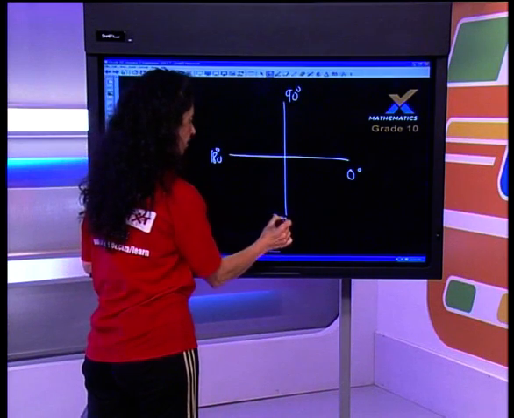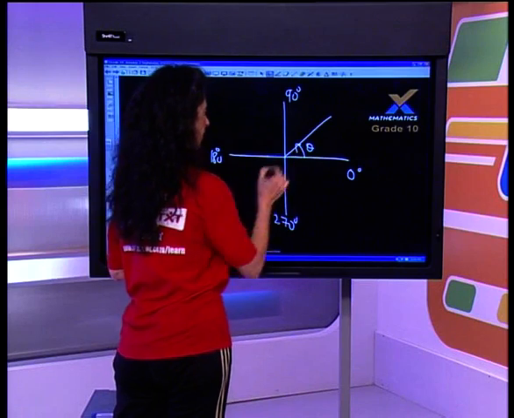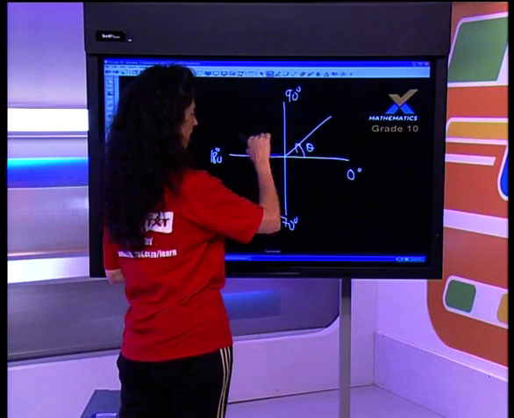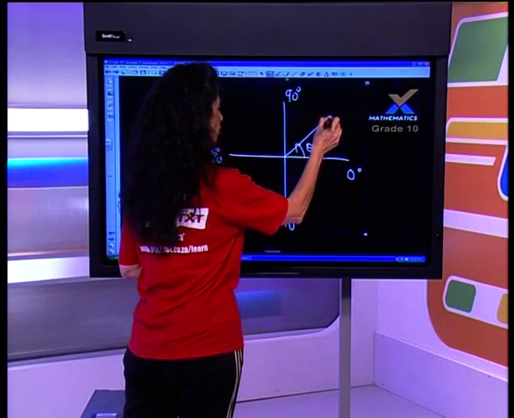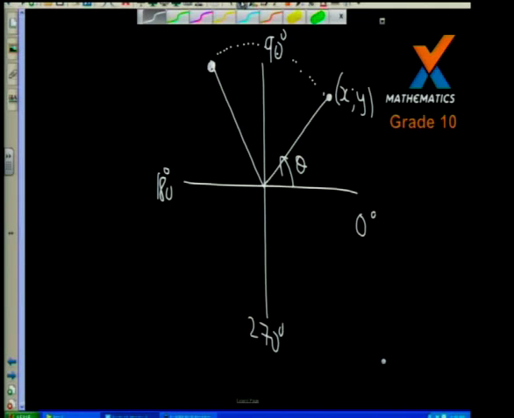And then the second little bit of terminology is that theta will be in standard position from 0 degrees, so it will be rotated in an anti-clockwise direction. And where it stops on the Cartesian plane, it will have coordinates x, y. Okay, now if this arm had to travel to a new position, what is the path that this ray would follow into the next quadrant?